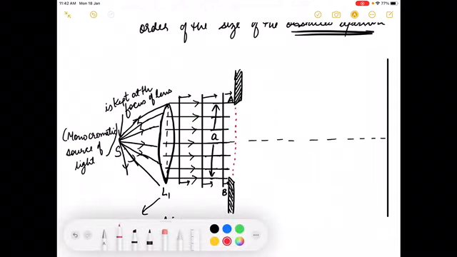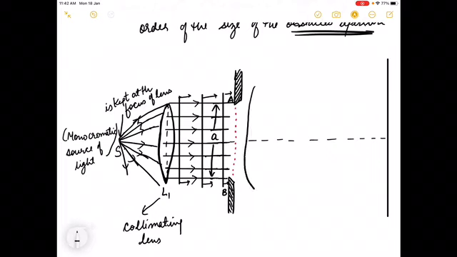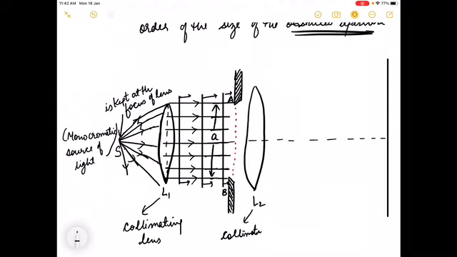After that, what happens? In the setup, there is one more collimating lens. Let me call this lens L2. This is again a collimating lens. What is the work of this lens? This lens will converge all of your rays onto the screen. This is the screen, so this lens will converge all your rays onto it.